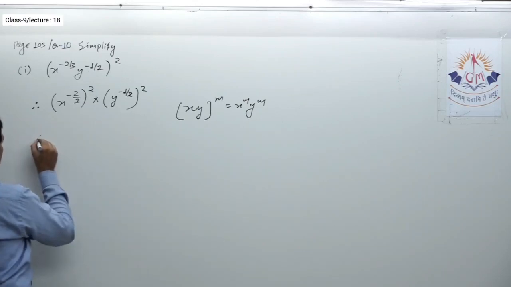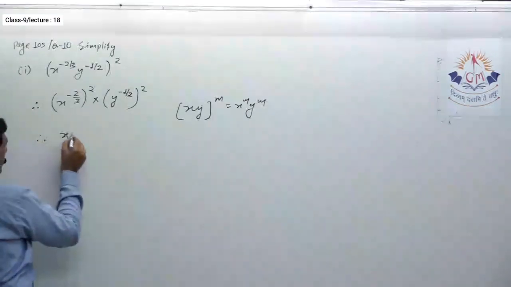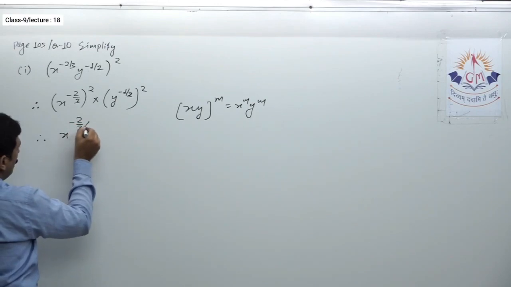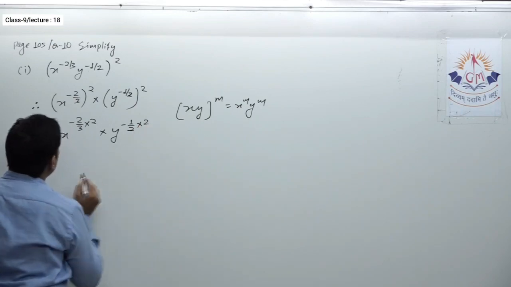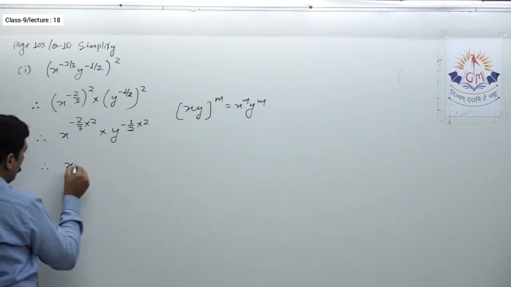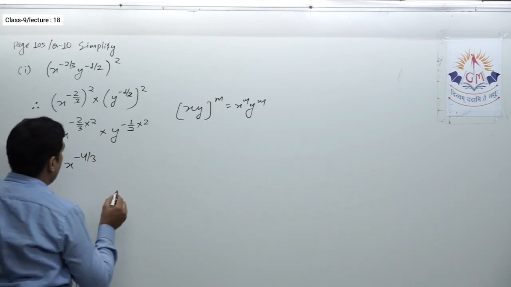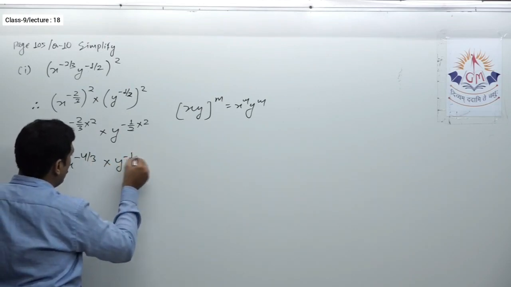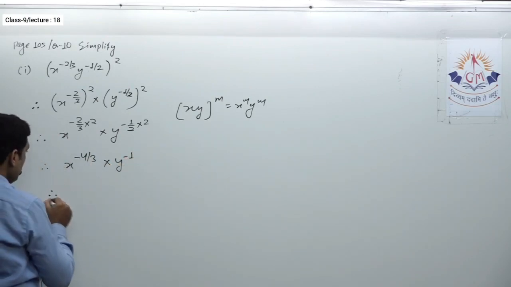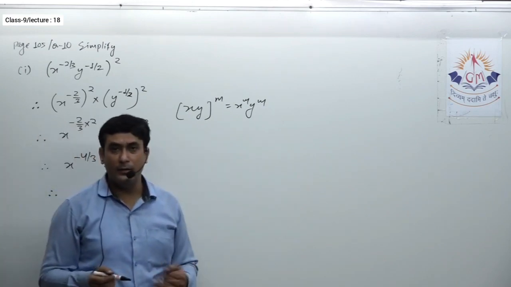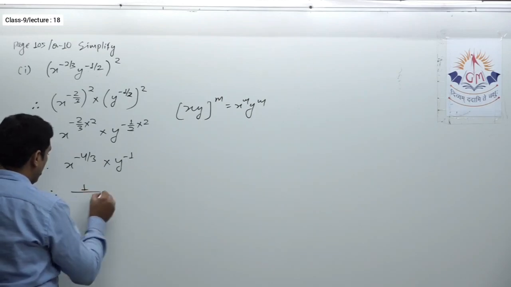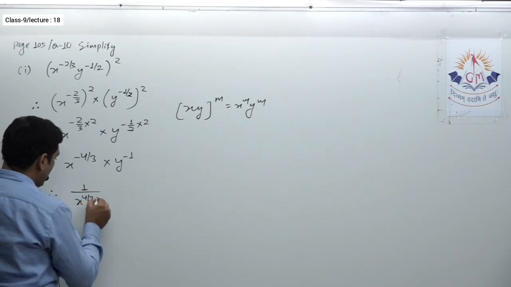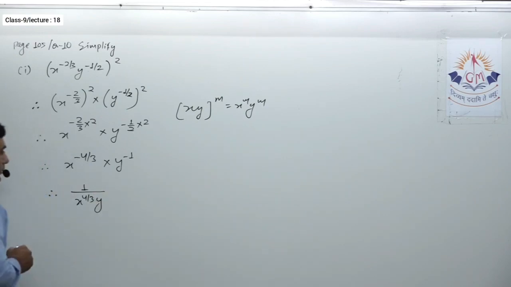Okay, so now here I can apply the power law. So x raised to minus 2 by 3 multiplied by 2, into y raised to minus 1 by 2 multiplied by 2. So this will become x raised to minus 4 by 3 into y raised to minus 1. So we always keep our final answer in terms of positive indices. So here I can write 1 upon x raised to 4 by 3 into y. So this will be my final answer.